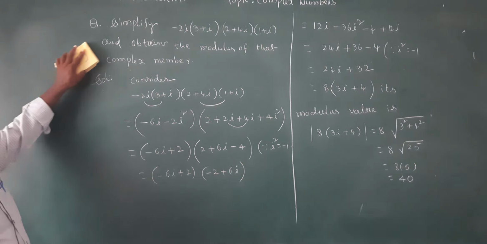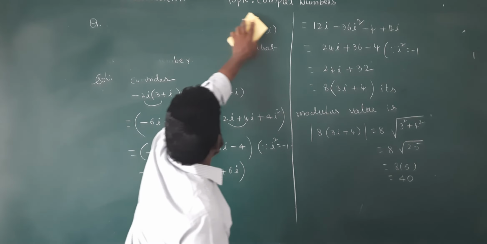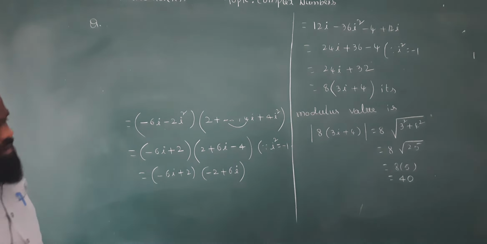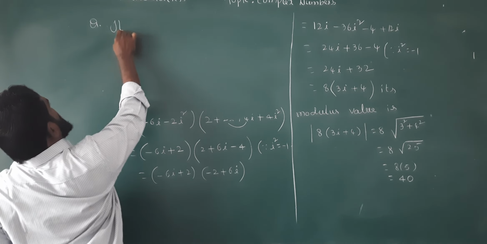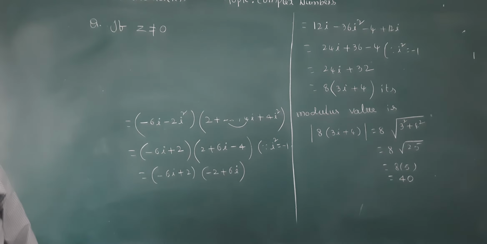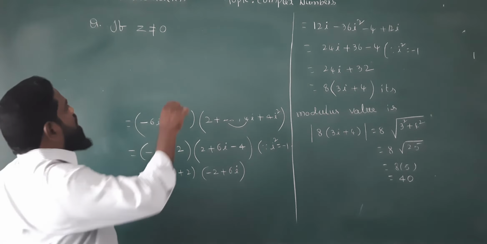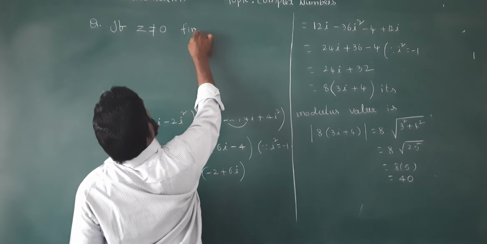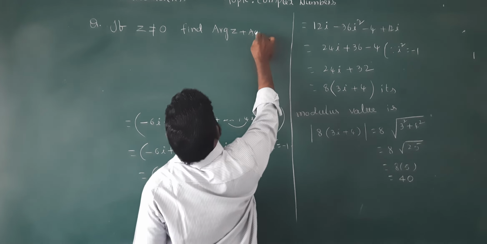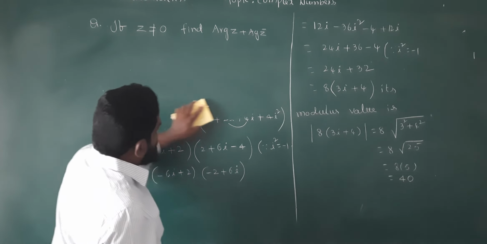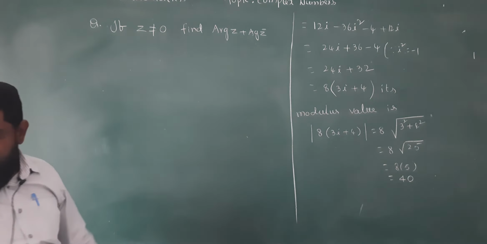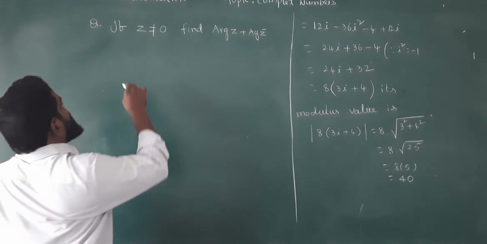The next question is: if z is not equal to 0, find argument z plus argument z bar. We are going to find this value. Here z is given, z is a non-zero complex number.